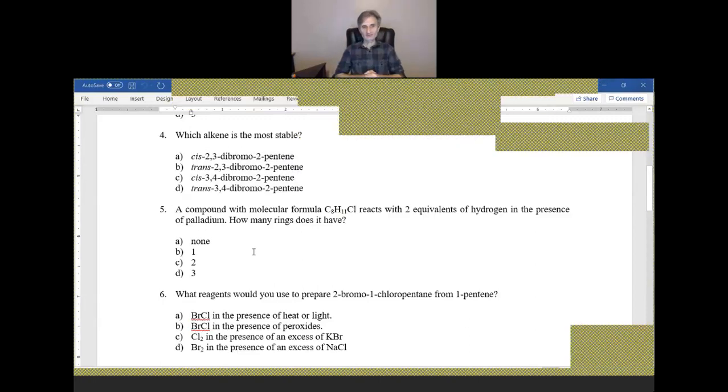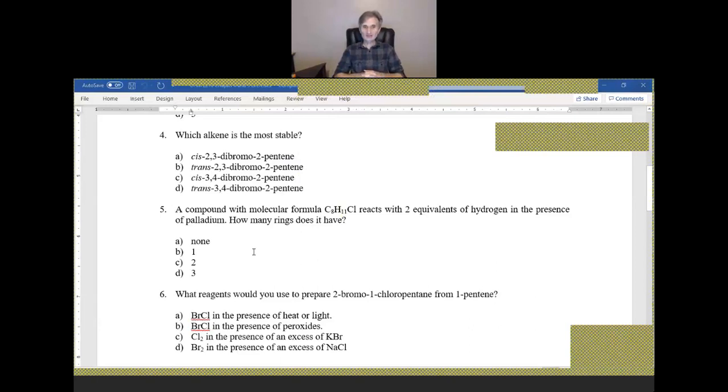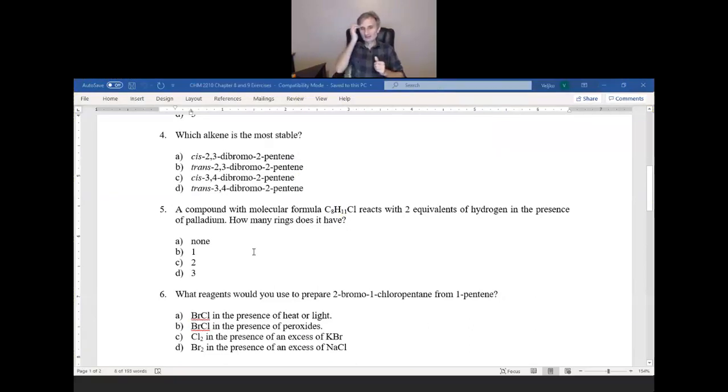A compound with molecular formula C8H11Cl reacts with two equivalents of hydrogen in the presence of palladium. How many rings does it have? So similar to the previous compound, just a little bit more complex in that this compound has a halogen. So the calculation is slightly more complex. And you're not told the degrees of unsaturation. You have to infer that from the fact that the reaction occurs with hydrogen.